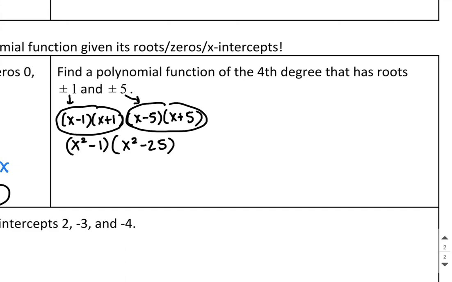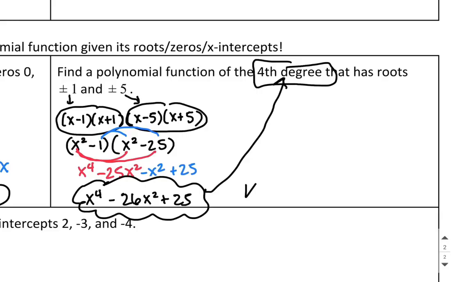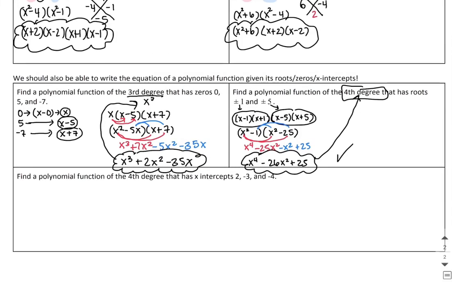And then I multiply those together. So I have x squared times x squared is x to the fourth power. X squared times negative 25 is negative 25x squared. I have negative 1 times x squared is negative x squared. And then negative 1 times negative 25 is plus 25. And my final answer is x to the fourth power minus 26x squared plus 25. And this is my final answer, and it makes sense because it's fourth degree like it was supposed to be. So I'm good.